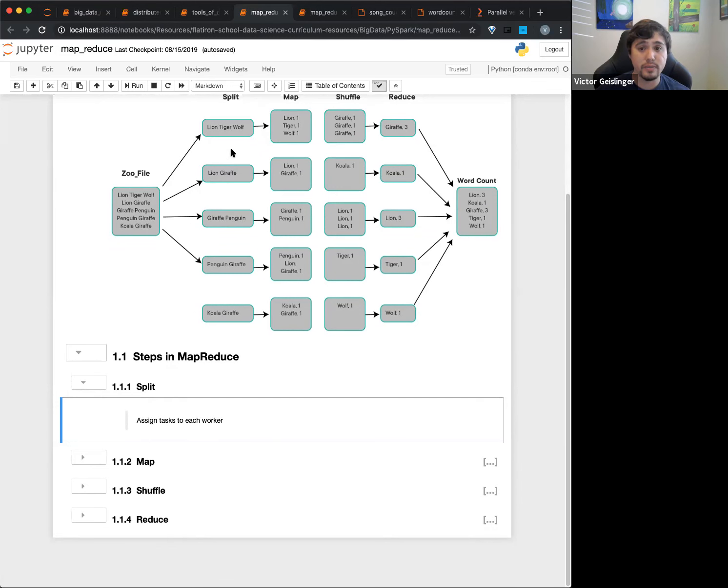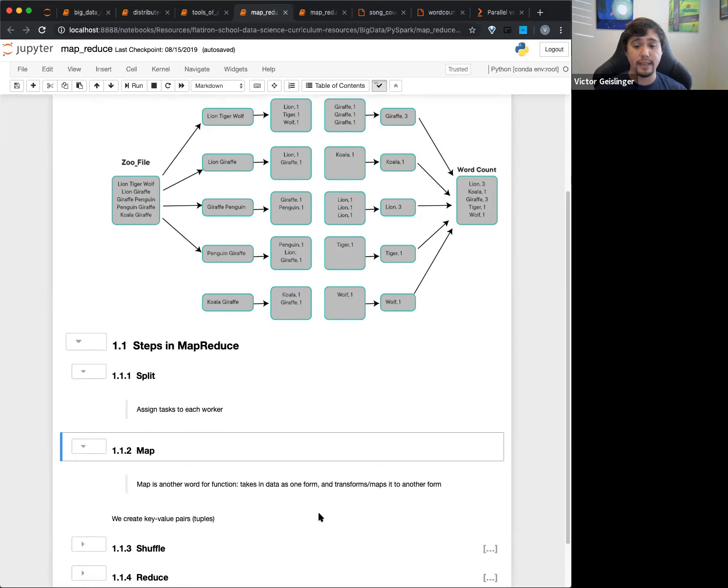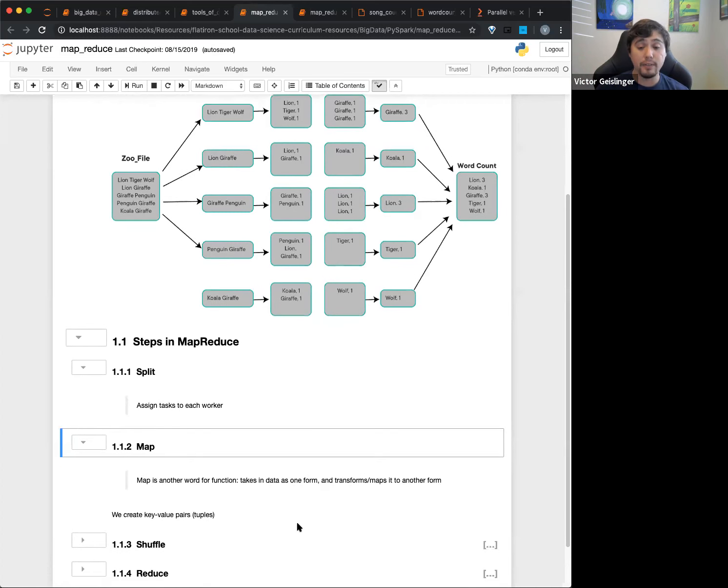So just to review, the split part is essentially assigning a task to each worker, and each worker is one of these rectangles, a CPU, right? And then the mapping part is using a function. That's why we use map, like the mathematical term. We're taking a function and taking the data that it gets from the worker and transforming it into another form. In this case, it's transforming the word lion into lion1. The reason it's doing this is because it's making it easier to process later on in the reduce part of the step.